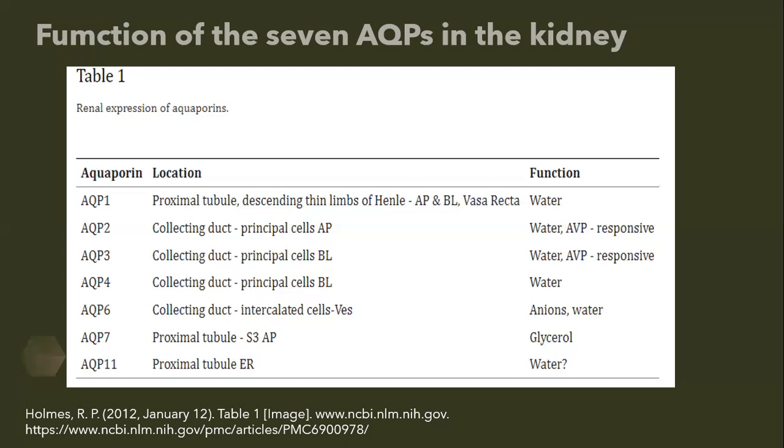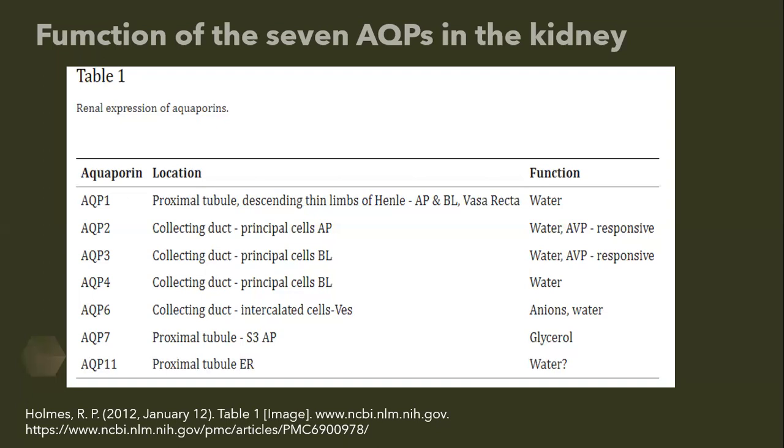AQP6, this one's found in the apical membrane of the thick ascending limb of Henle. It helps to regulate the reabsorption of sodium from the filtrate. AQP7, this is found in the apical membrane of the intercalated cells of the collecting duct. It helps transport water and glycerol.